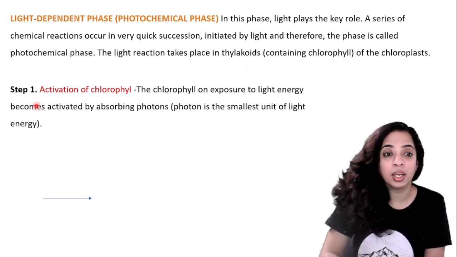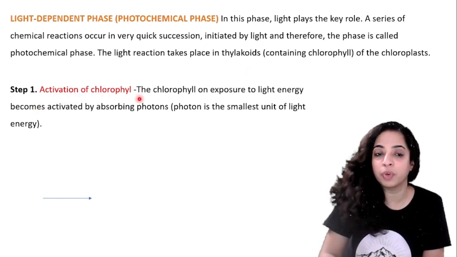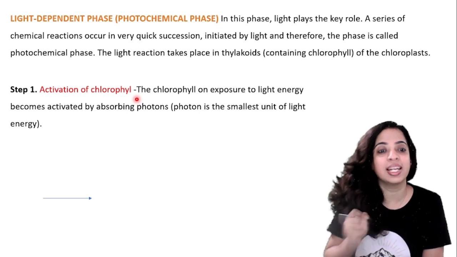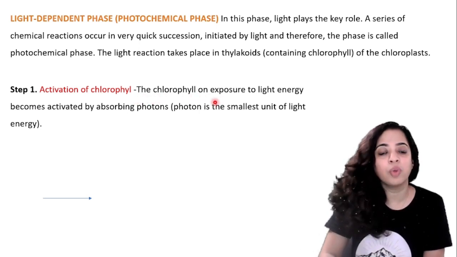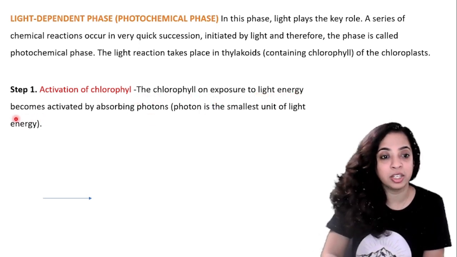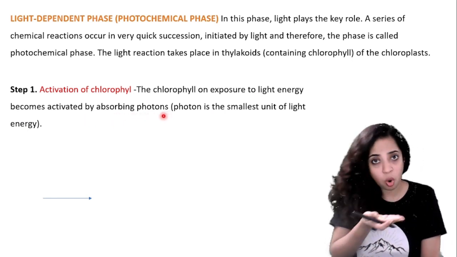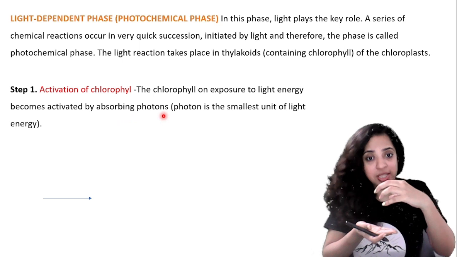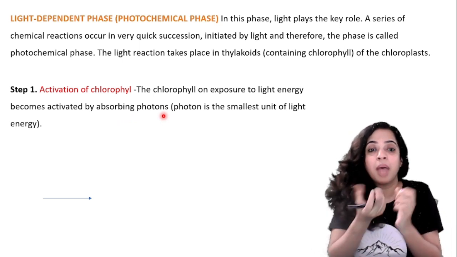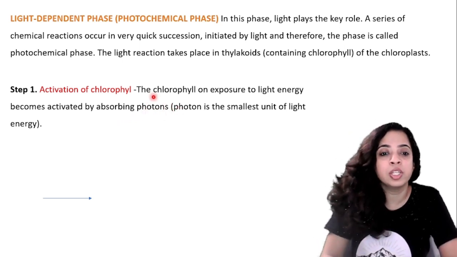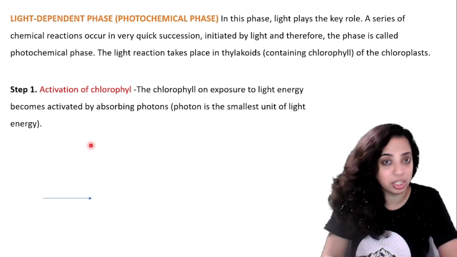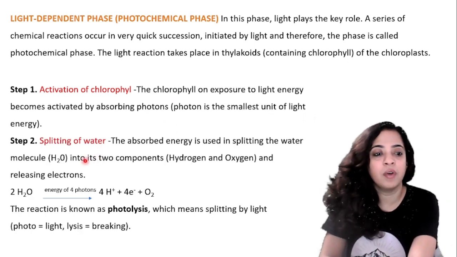Step 1 in this is the activation of chlorophyll. So first the chlorophyll gets activated. The chlorophyll on exposure to light energy becomes activated by absorbing photons. So when sunlight falls on the chlorophyll, okay, it becomes activated by absorbing the photons. Photon is what? It is the smallest unit of light energy. Okay, so let's see how it happens.